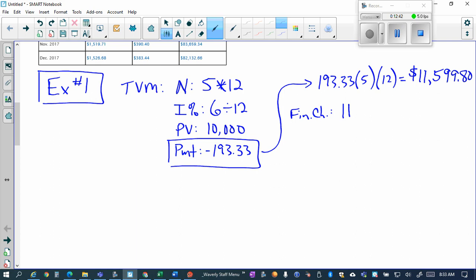So 11,599.80 minus 10,000 gives you what? So the total finance charge or interest cost is $1,599.80, about $1,600 to borrow that 10,000.